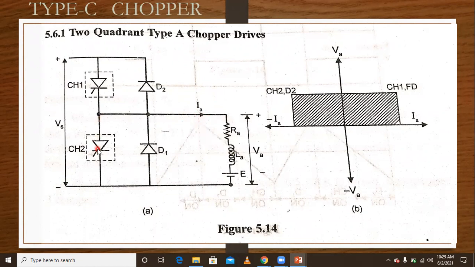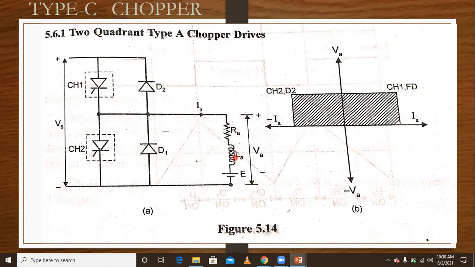When chopper CH2 is on, what happens? The energy stored in the armature inductance increases. Due to this, energy is stored in the armature inductance. The motor is acting as a generator. That's why the energy stored across the inductor increases.